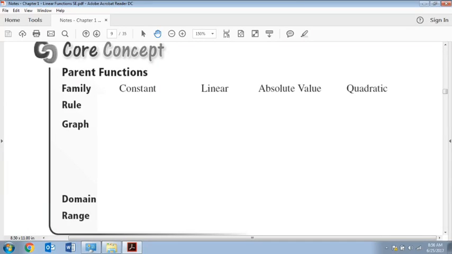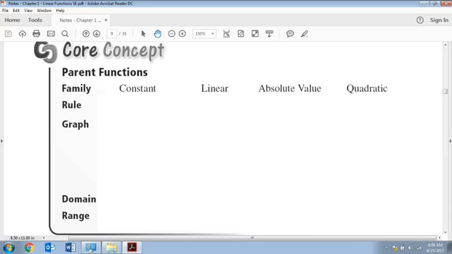Okay, this is chapter 1.2, the core concepts for your notes. These are all parent functions, the parent functions that we're going to be dealing with in this section. I mean, there's more that we're going to be dealing with throughout the year, but for this chapter, this is what we got. So we've got 4, and we'll do these one at a time.